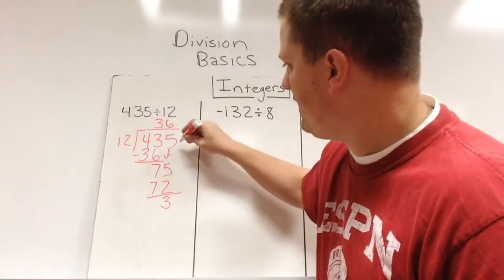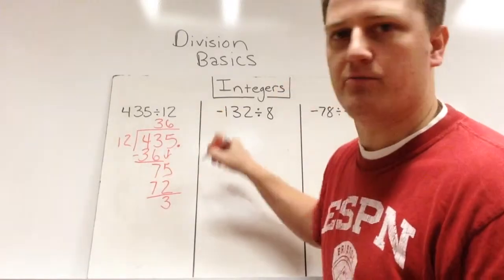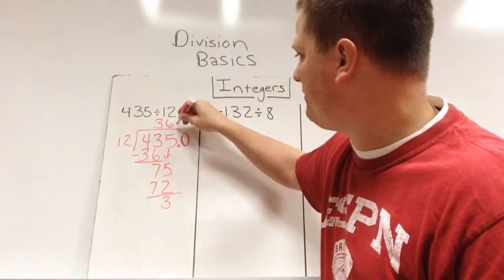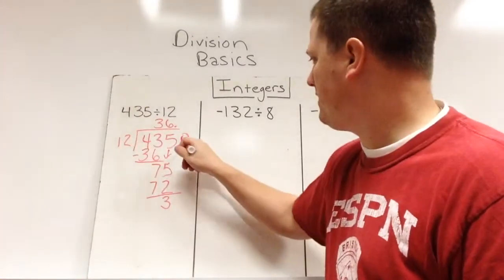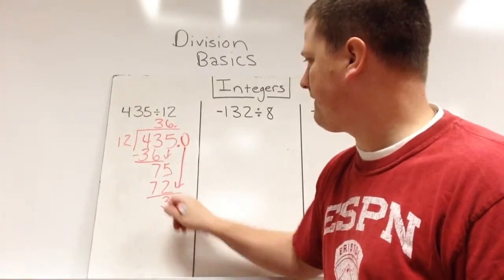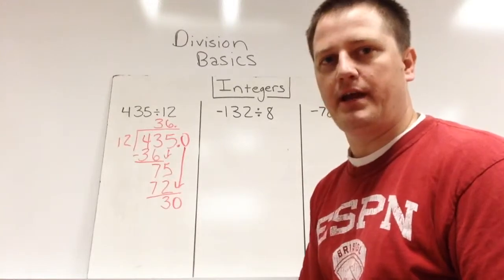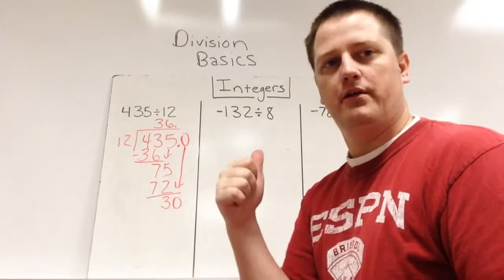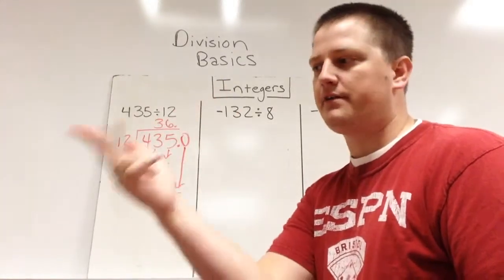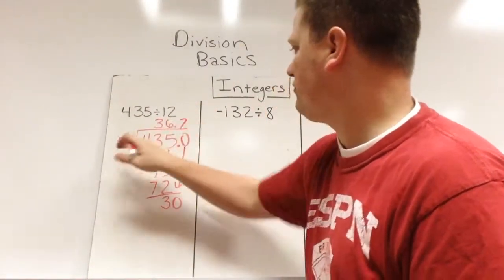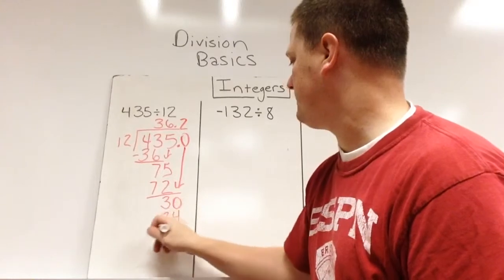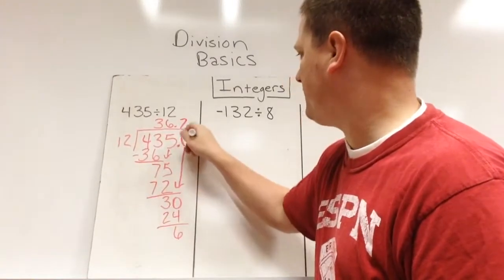Now we're going to put a decimal point in, and we can add as many zeros as we want. So I'm just going to put in 1 0. When you put that decimal point in, you got to bring it to the top also. Bring our 0 down. How many 12s divide into 30? Again, we can count it out. 12, 24, 36, okay. Looks like 2 of them. 2 times 12 is 24. Leaves us with 6. Put another 0.